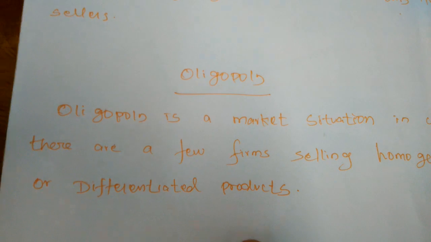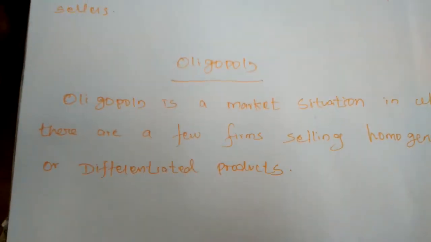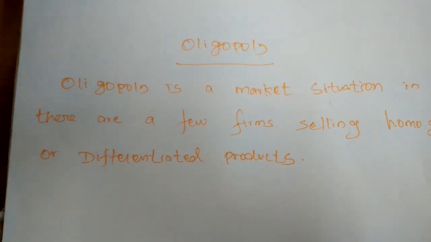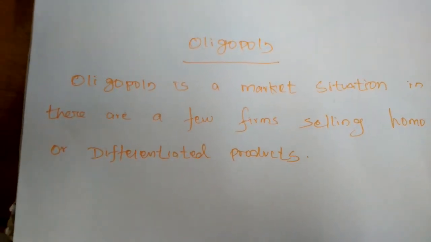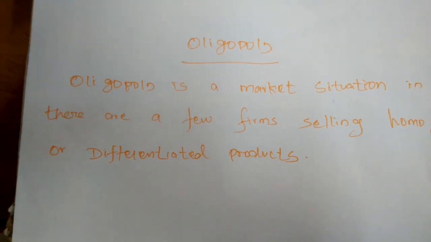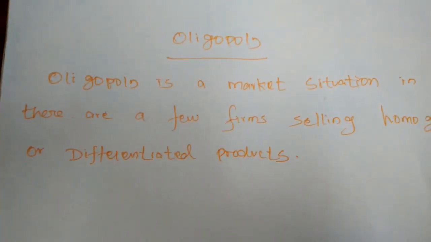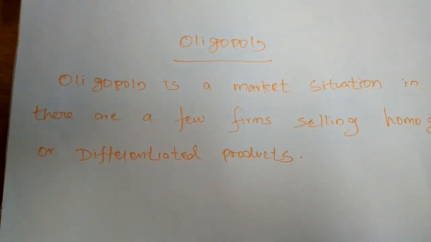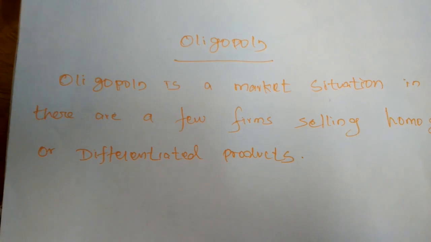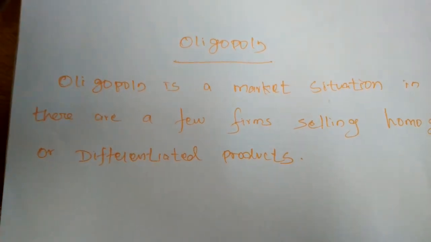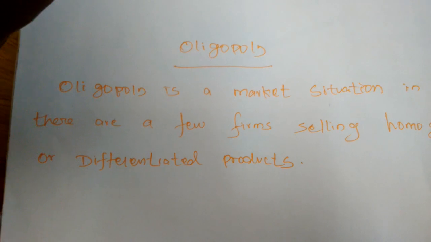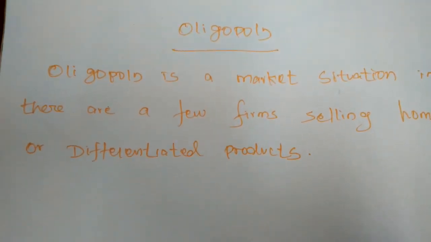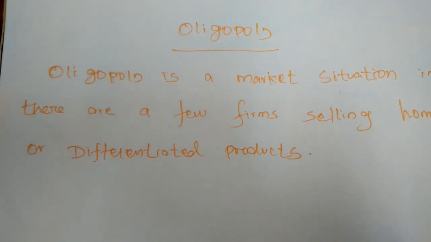Next, another form of market is the oligopoly. The oligopoly is a market situation in which there are a few firms selling homogeneous or differentiated products. In this market, only a few firms will be there, selling homogeneous or sometimes differentiated products. The examples are oil and gas.